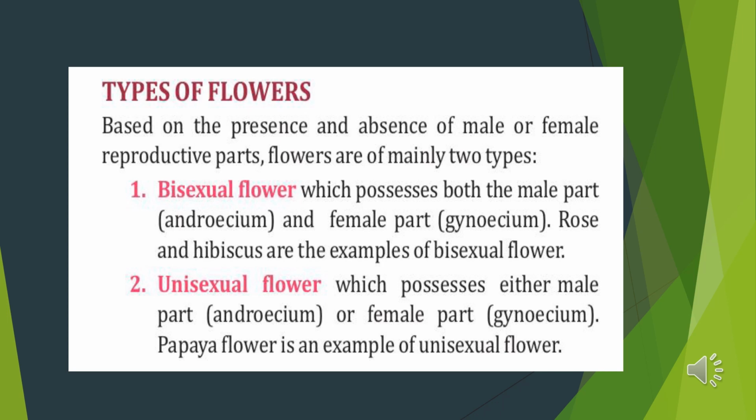Types of flowers. There are two types of flowers, bisexual and unisexual. Bisexual means which has both male and female parts. Rose and hibiscus are examples of bisexual flowers. Unisexual means which has only either the male part or the female part, one of them. And the example of unisexual is the papaya flower, and bisexual examples are rose and hibiscus.